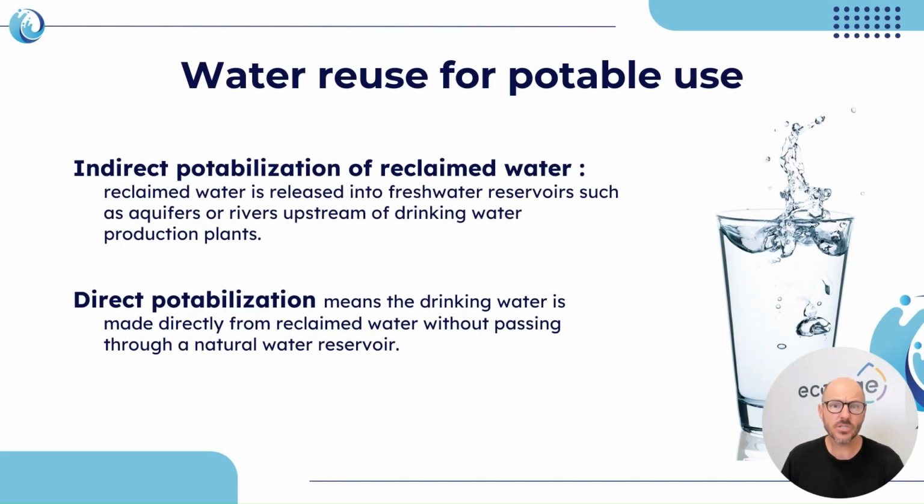It is technically possible to treat wastewater to make it drinkable. Some countries have already implemented indirect potabilization of reclaimed water, and a few even use direct potabilization. Indirect potabilization consists of infiltrating or injecting reclaimed water into freshwater reservoirs such as reservoirs, aquifers, or rivers upstream of drinking water production plants. For direct potabilization, drinking water is made directly from reclaimed water without passing through a natural water reservoir.